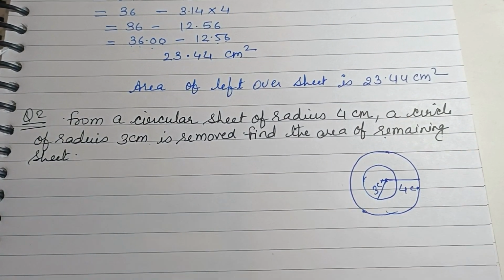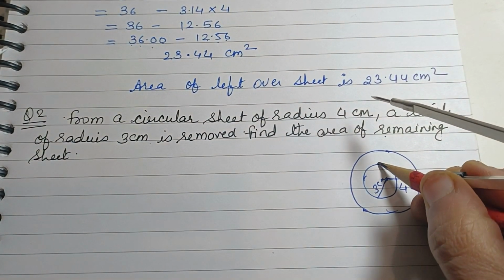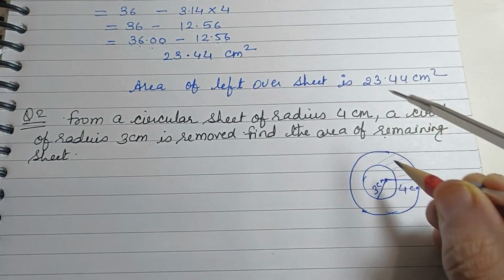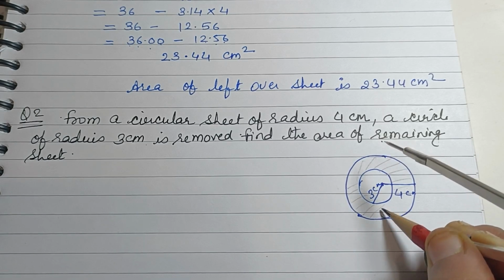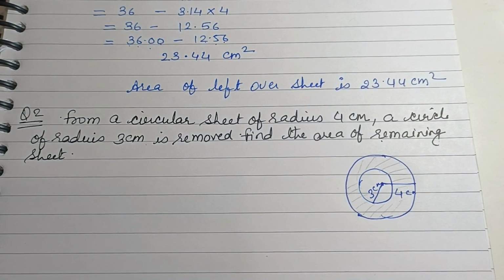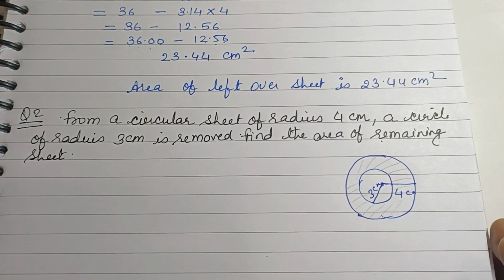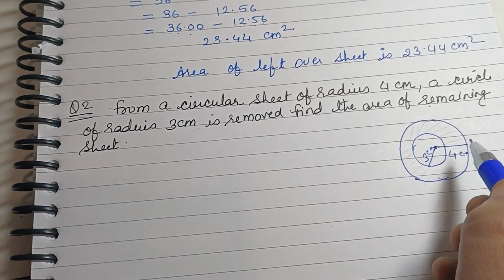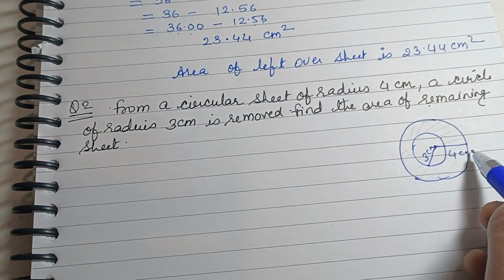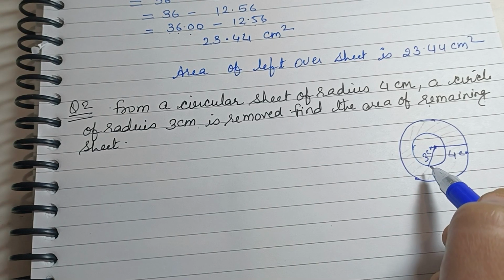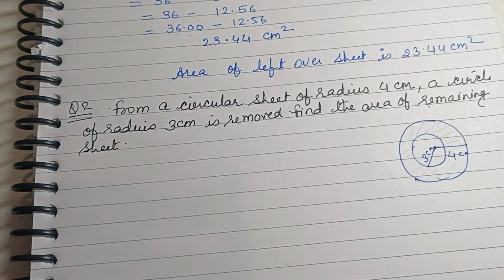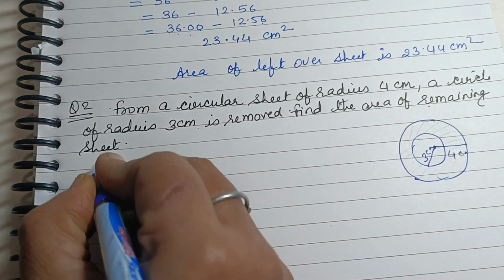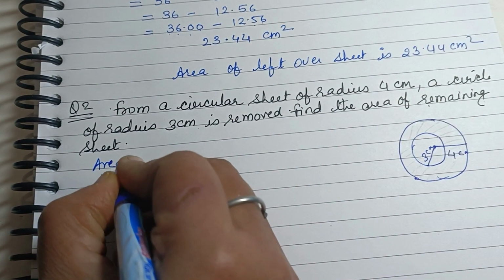So you need to find out the area of the remaining portion. What is the remaining portion? This portion is your remaining portion. Got it? You need to find out the area of this part. So simply from the outer circle area, remove the inner circle area. Now here you need to learn the calculation technique. So how do we do that?